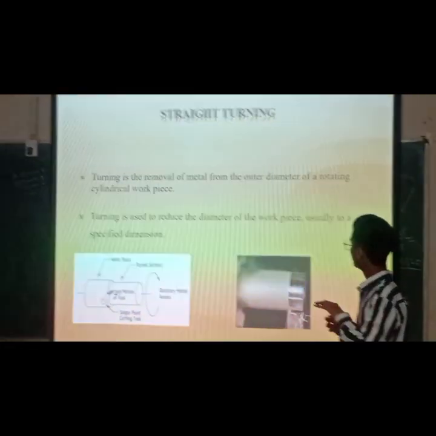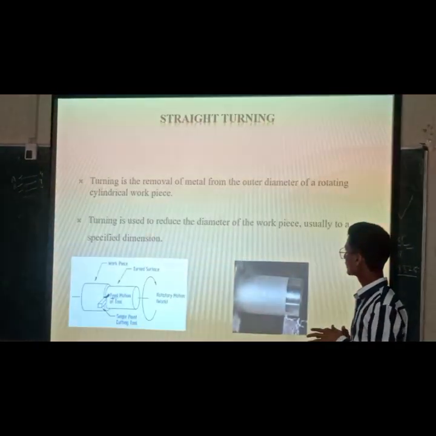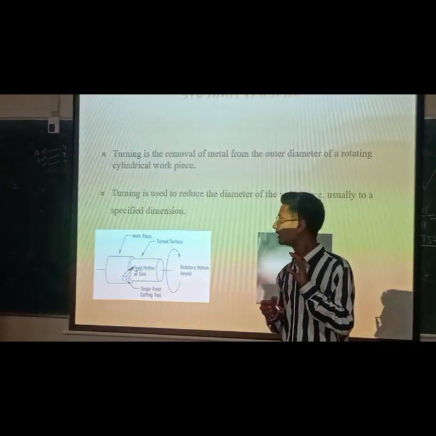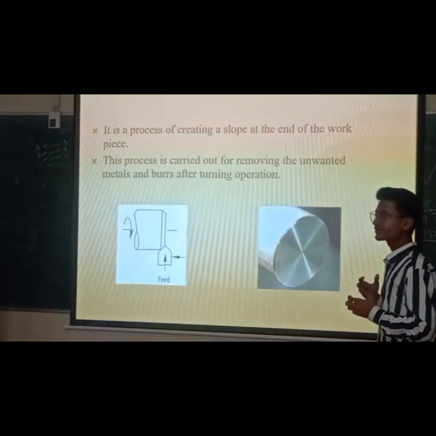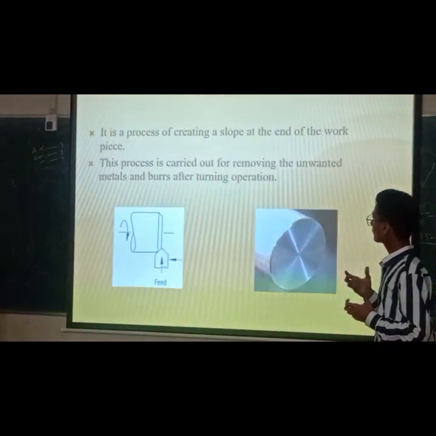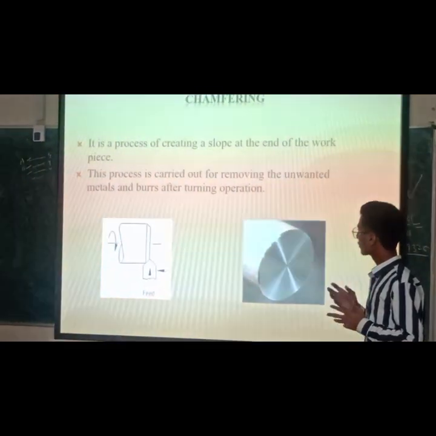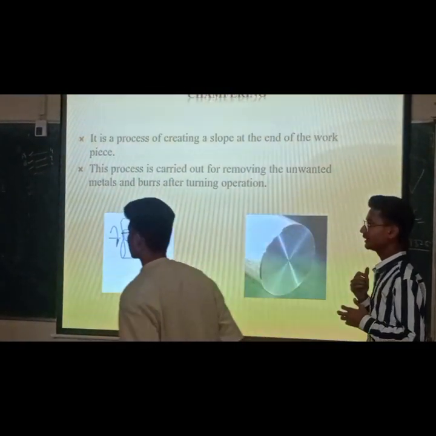Turning means removing material from the outer diameter of a rotating cylindrical workpiece. So it is reducing the diameter of the workpiece, usually to achieve a specified dimension. Now chamfering, what is chamfering? It is a process of creating a slope at the end of the workpiece. This process is carried out for removing the unwanted metal and burrs after the turning operation.